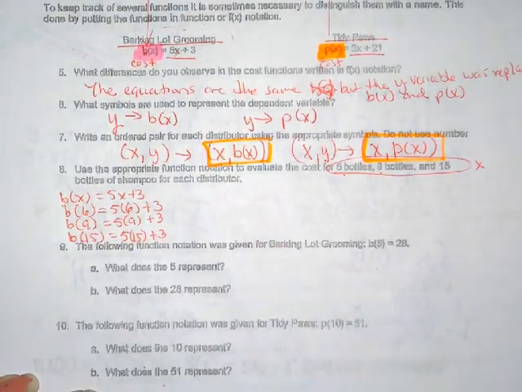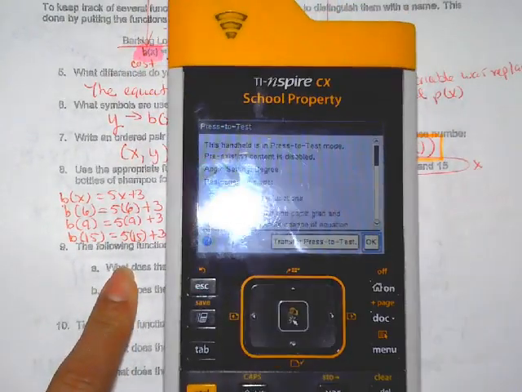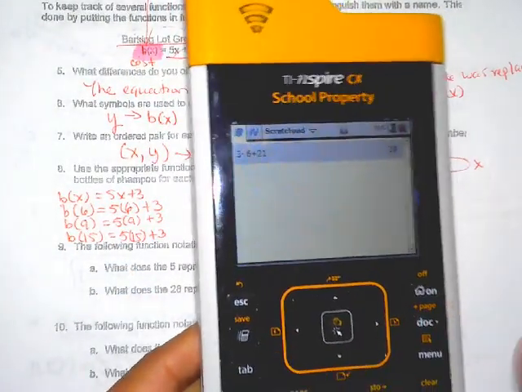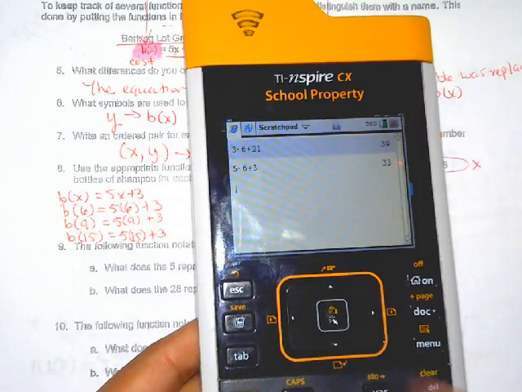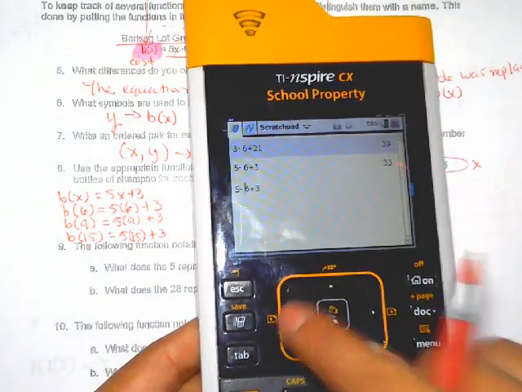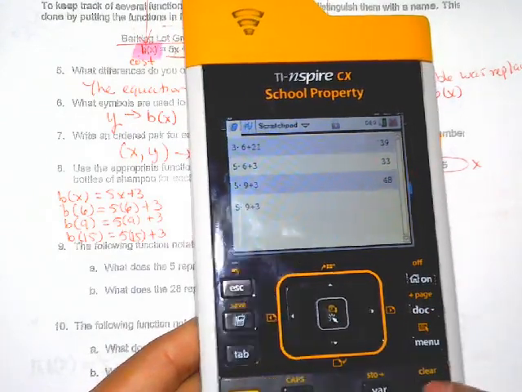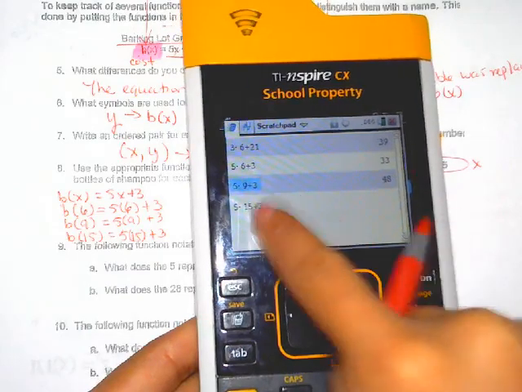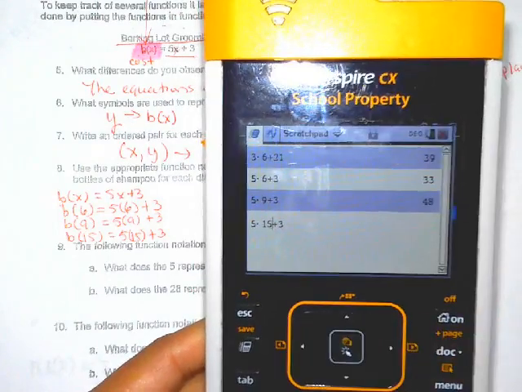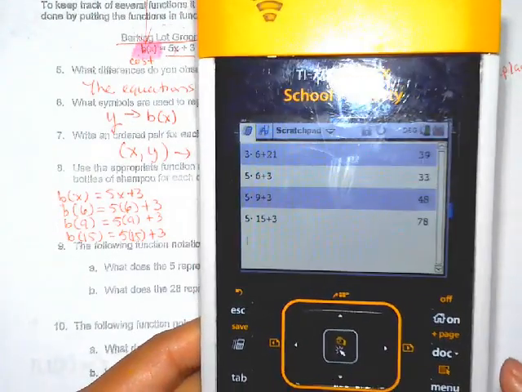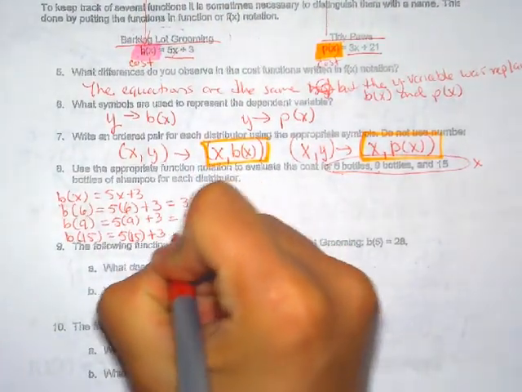Now, yesterday I told you I definitely wanted to see the substitution, but if you wanted to use your calculator to do the math, you could. So it would be 5 parentheses 6 plus 3. And then we would do it again with a 9. And then we would do it again with a 15. I just go up and it highlights it, and then you hit enter and it copies it. And then I just go to the left and erase the previous number and put the new one. Okay. So our answer is 33, 48, 78.